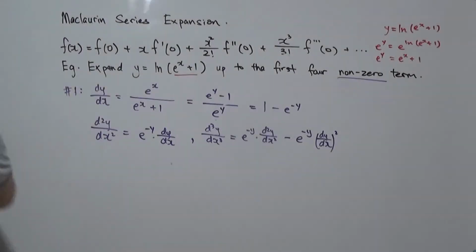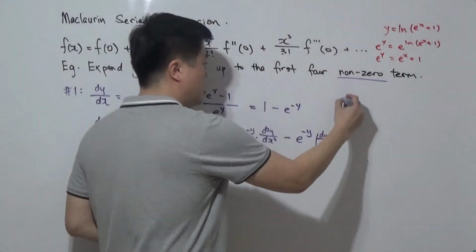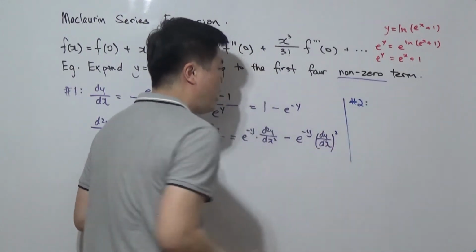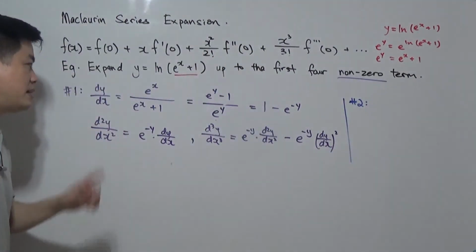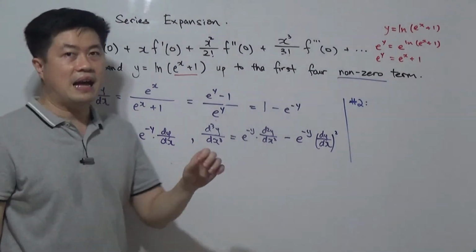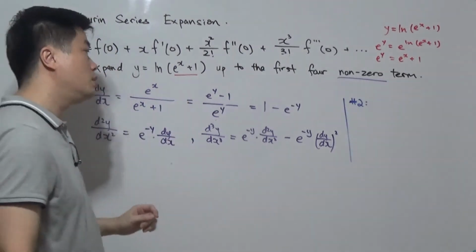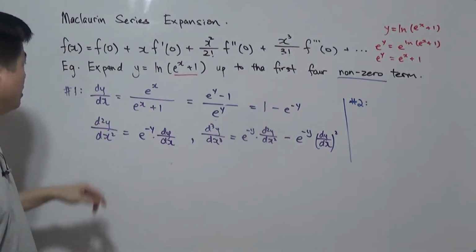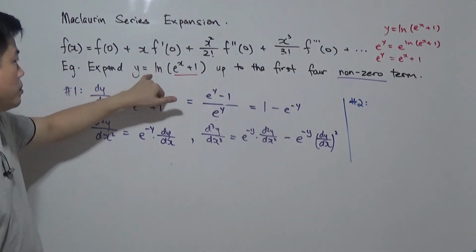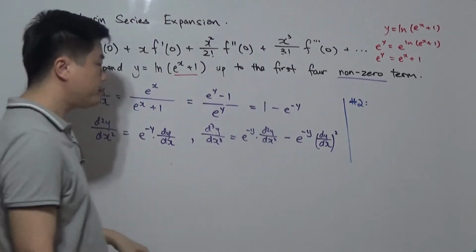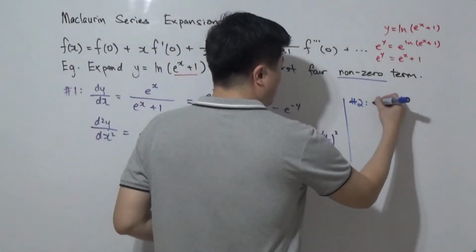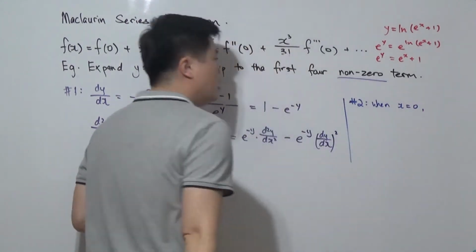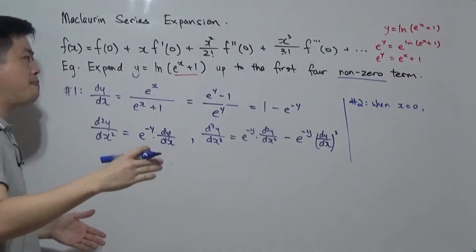Now, I'm going to use a different color for our step 2, which is over here. Remember what's step 2? Step 2, we are going to sub the value of x equal to 0 in all of the expressions in step 1, including this guy as well. So step number 2, when x is equal to 0, we'll start off with ascending powers.